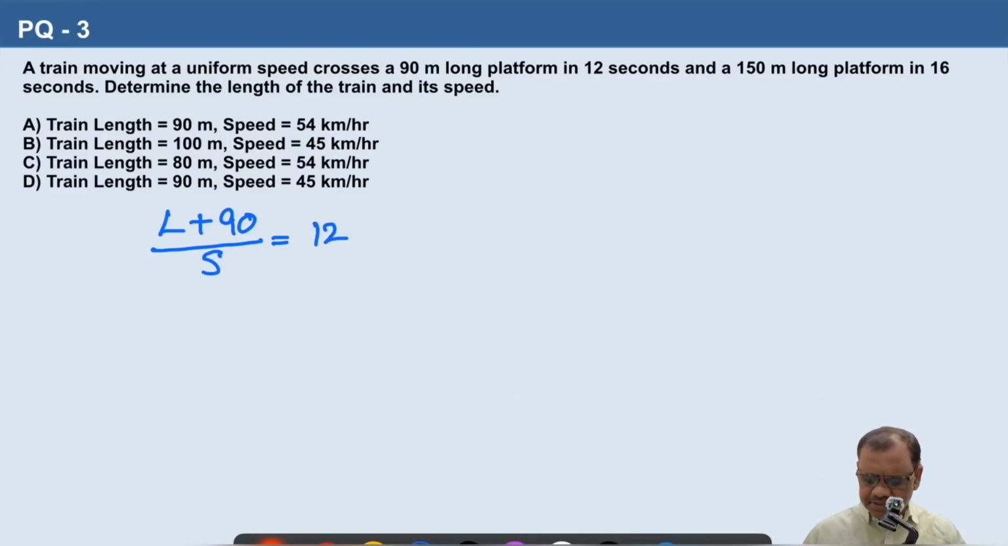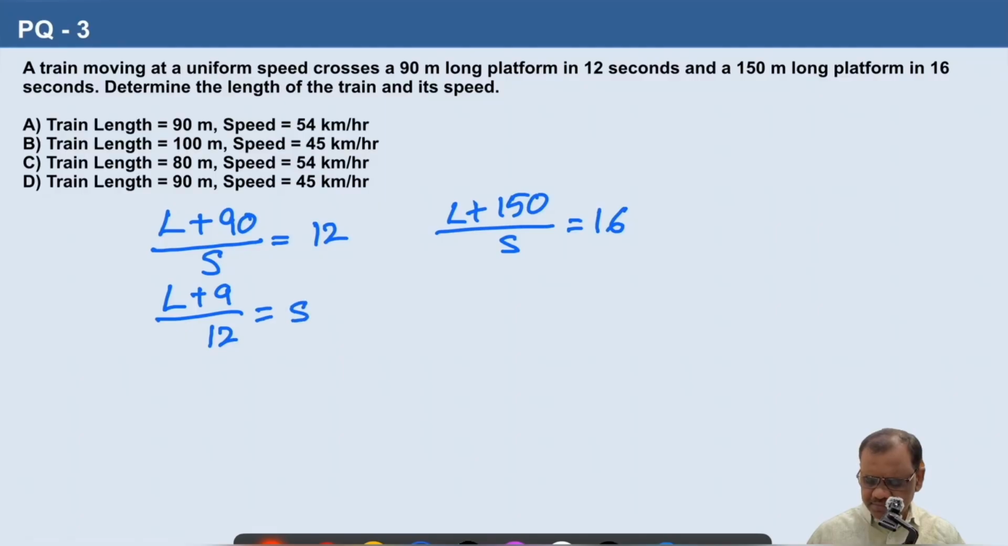Similarly, it crosses a platform of 150 meters long. So the distance is L plus 150. We don't know the speed of the train. And how long will it take? 16 seconds. Now, (L plus 90) divided by 12 is equal to S, and (L plus 150) divided by 16 is equal to S.